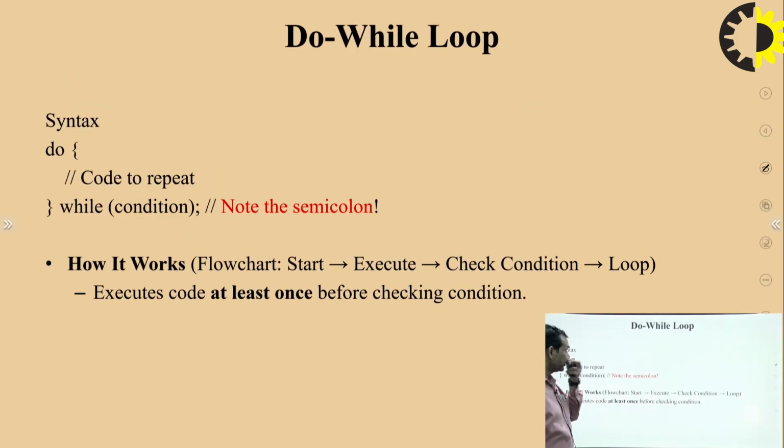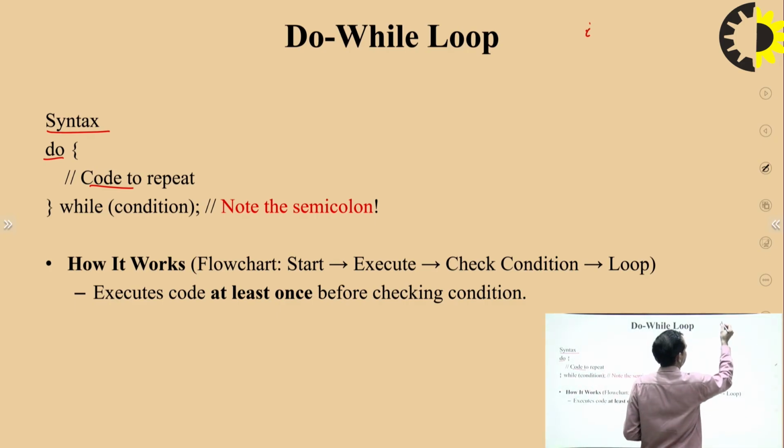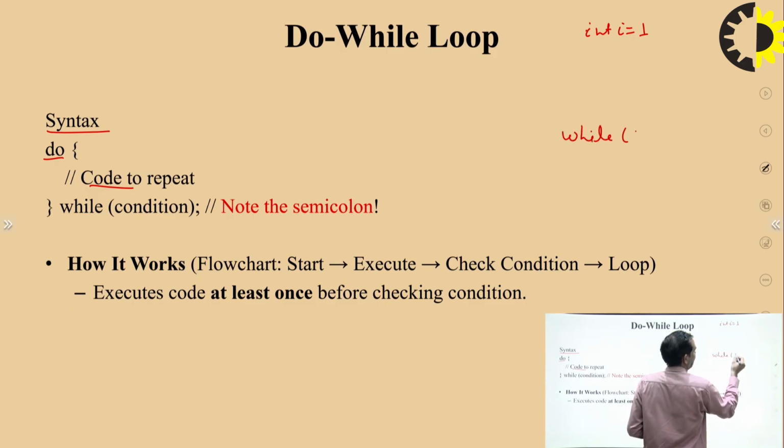Now we are going to the do while loop. As we said, the do while loop is a part of the exit control loop, where we print first, and after that we check the conditions. So what is the syntax of this? Here we do and repeat the code. In the previous example, we declare int I equal to 1, then we check while I is less than or equal to 5.